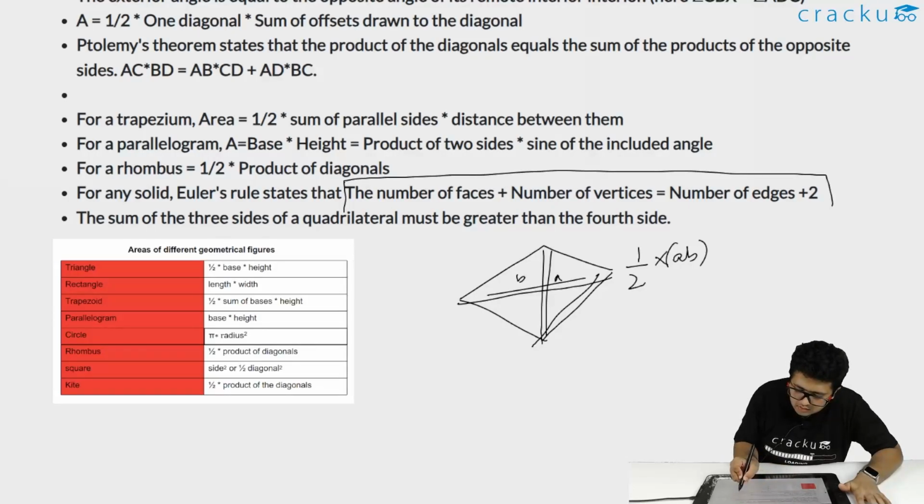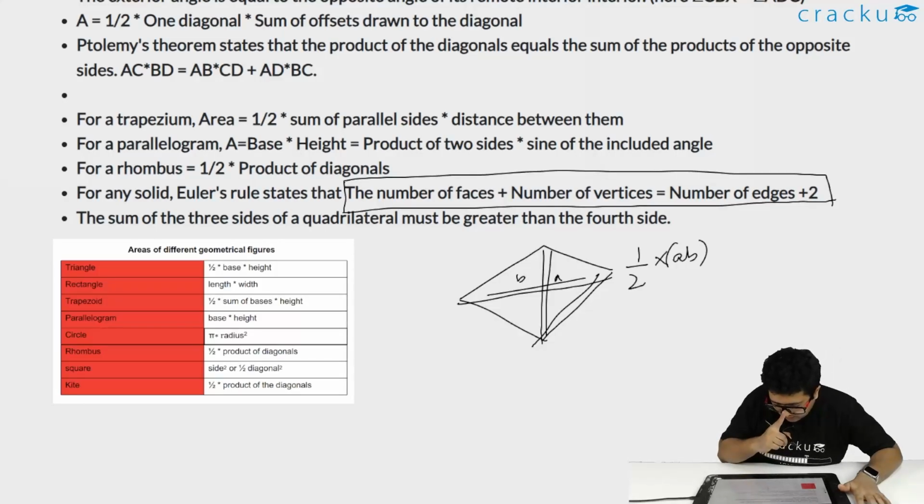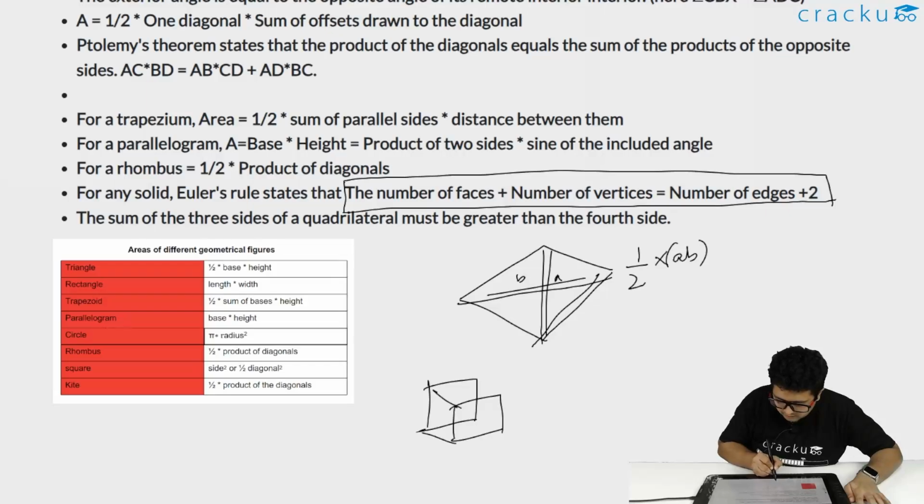The number of faces in a solid, I know it's not exactly related here, plus the number of vertices is equal to the number of edges plus 2. Let's just take a cube as an example. The number of faces is 6 and the number of vertices is 1, 2, 3, 4, 5, 6, 7, 8. And the number of edges will be 12. So 14.